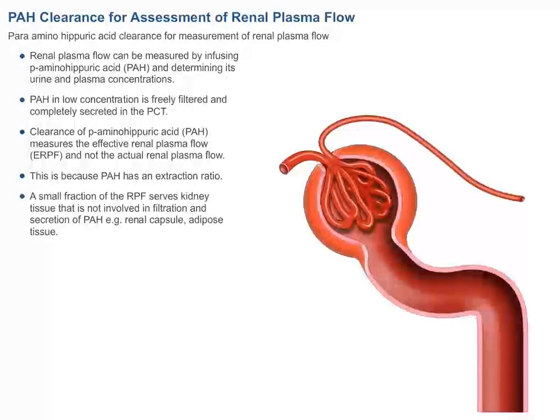A small fraction of the RPF serves kidney tissue that is not involved in filtration and secretion of PAH, for example, renal capsule, adipose tissue. PAH will not be extracted from this portion of the RPF, and will be returned to the renal vein.